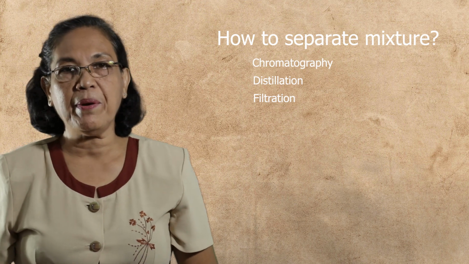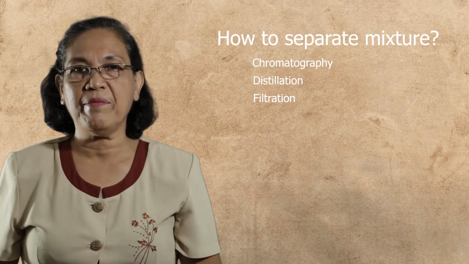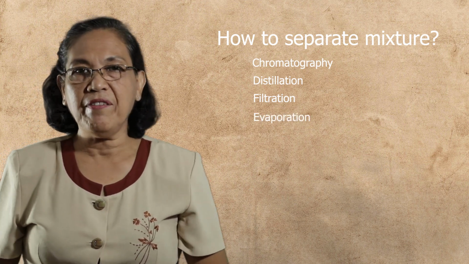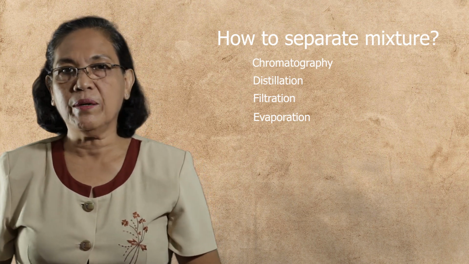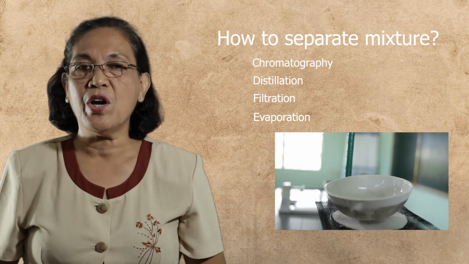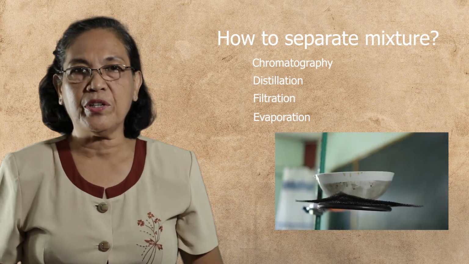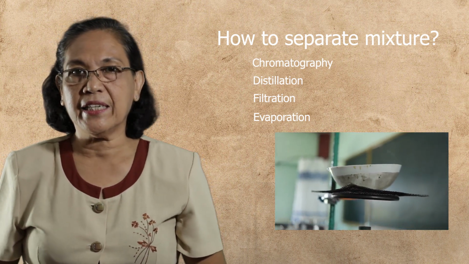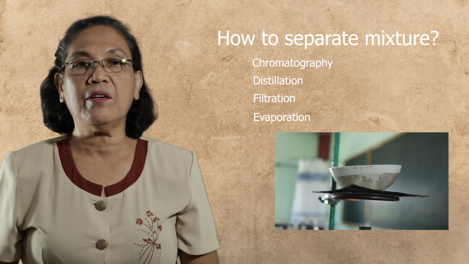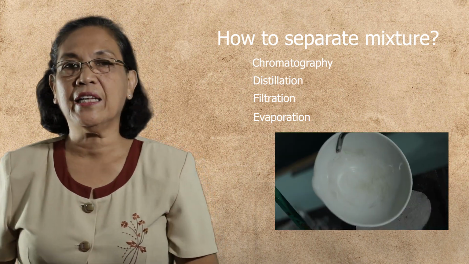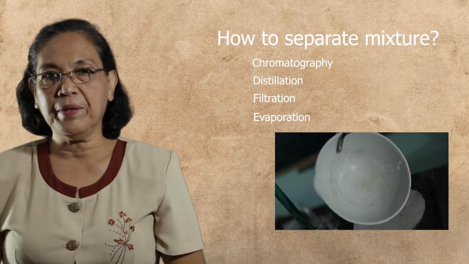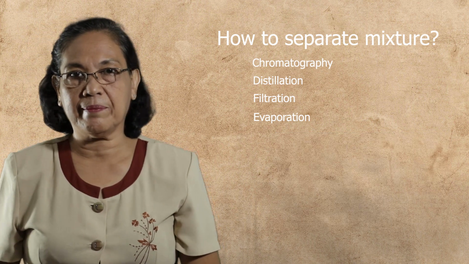Another method of separating a mixture is by evaporation. This involves the heating of a homogeneous mixture where there is one or more soluble components in it. So, the liquid component will be evaporated off, leaving behind the solid component as a residue.